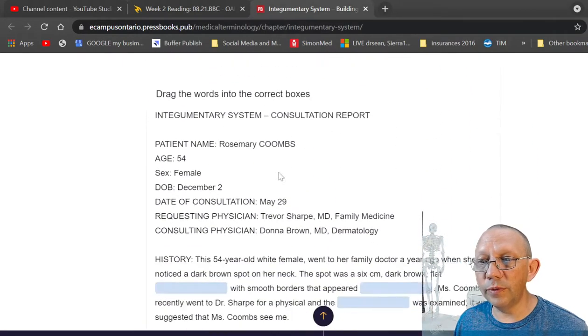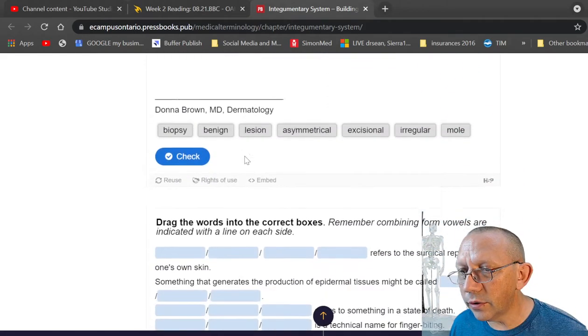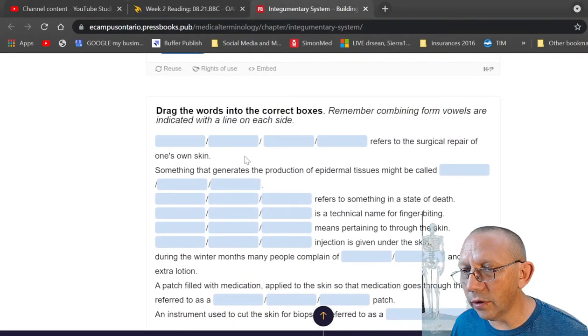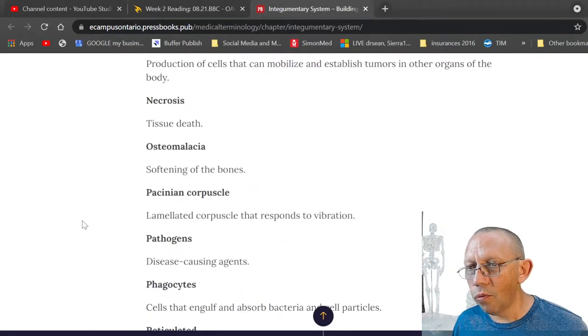Different kinds of scars would be keloid scars, for example, which are more bumpy. Oh my gosh, look at all these. Something that generates... What is that? Okay, we'll go over that later. We're going to do that.